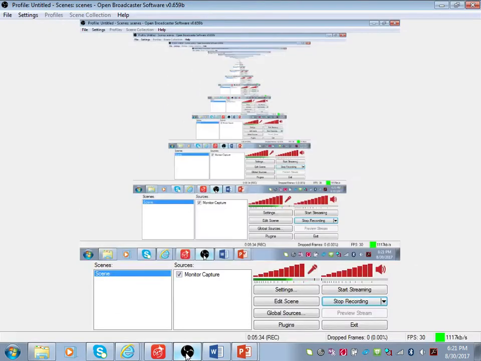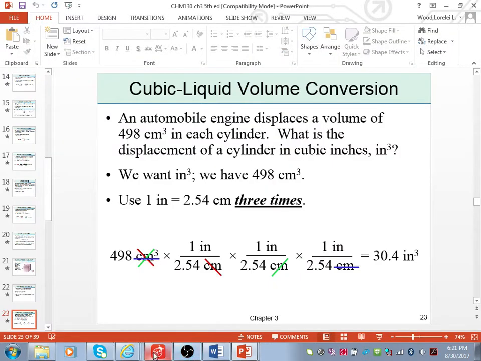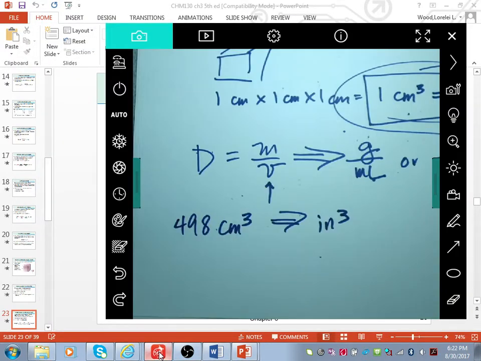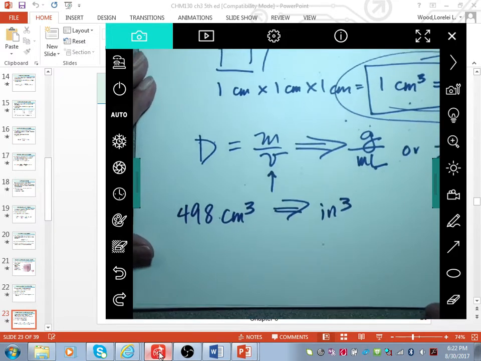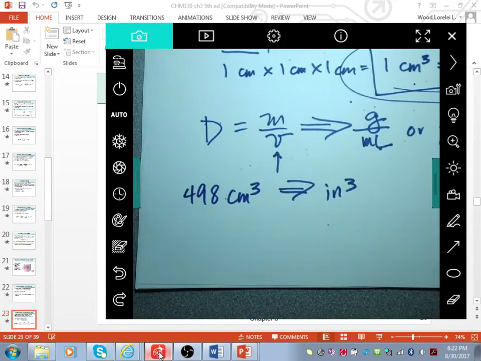And the way that Corwin tells you to work it out is the way that you see on the PowerPoint, which is you're multiplying it 3 times. Here's what I think is easier.